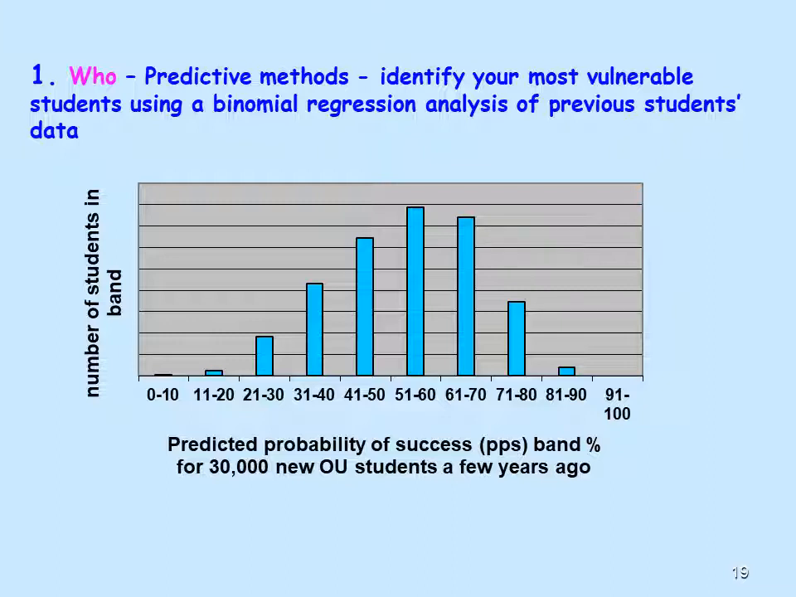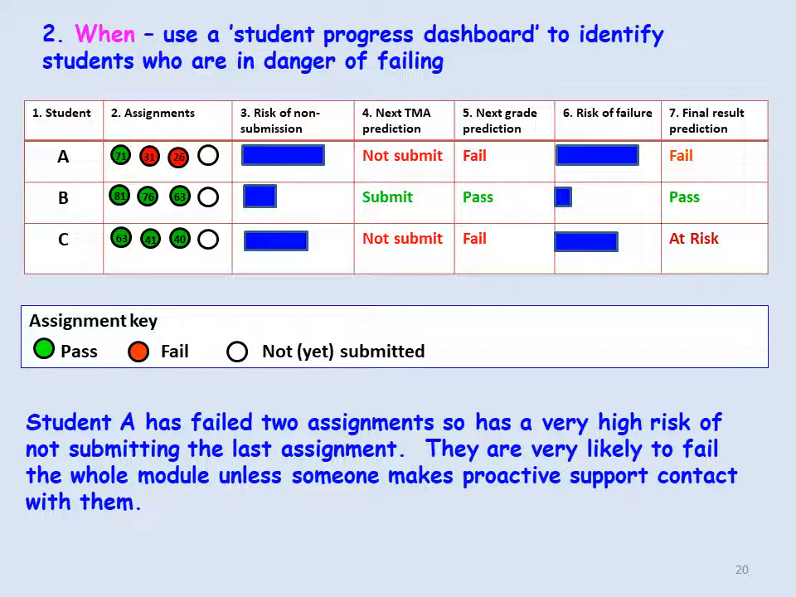To decide when to contact, you can use visual data from learning analytics in the form of a student progress dashboard. This is an example of student progress data visualized on a dashboard for a module that has 4 assignments. Green circles are completed and passed assignments. Red circles are completed but failed assignments, and open circles are uncompleted assignments.